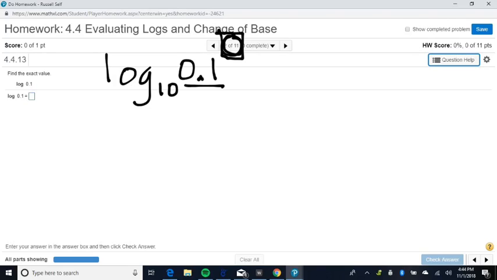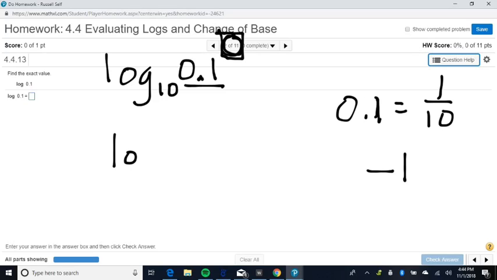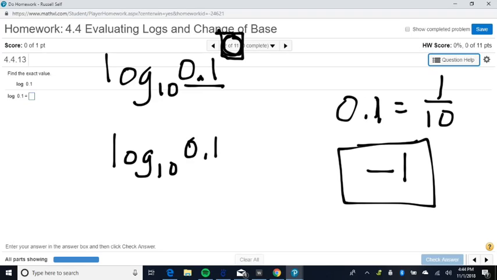So that's 1/10, right? 0.1 is the same as saying 1 over 10. The only way to get a fraction is to have a negative, and if you didn't change the number, then the number part of the exponent is negative 1. So log base 10 of 0.1 is negative 1. So what exponent would be there to turn that into that? Okay? All right, let's look at some more.